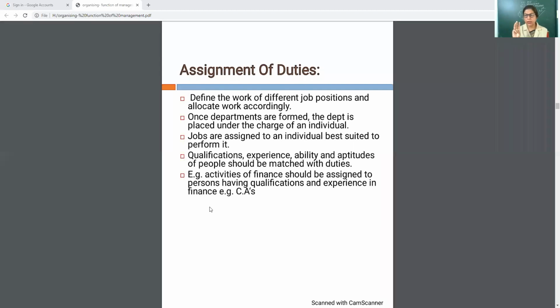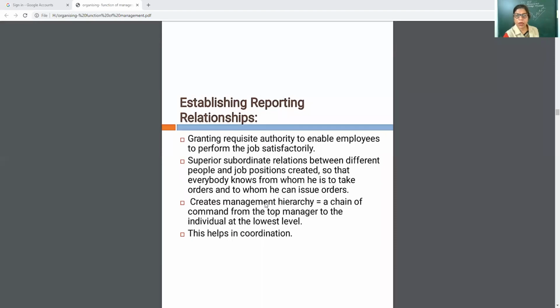And after, see, in the third step, identification and division of work, departmentalization, and once the departments are made, then the next step is assignment of duties. How to write? In the organizing process, first identification and division of work and departmentalization, and after departmentalization, the next step is assignment of duties. Duties should be assigned according to the knowledge, skill, capabilities, and work of different positions. Allocate accordingly.